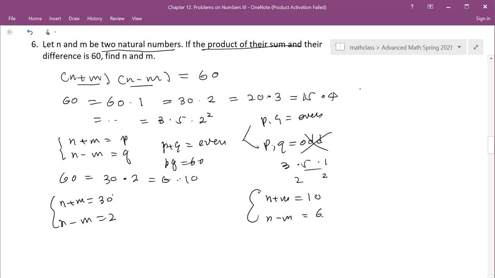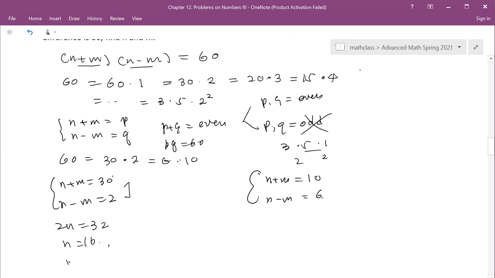Then you find both of them. Here, 2n equals 32 when you add them together, so n equals 16. Then m equals 30 minus 16, which is 14. So 16 and 14. Another one: adding them together gives 16, so n equals 8, and m equals 10 minus 8, which is 2. So 8 and 2.